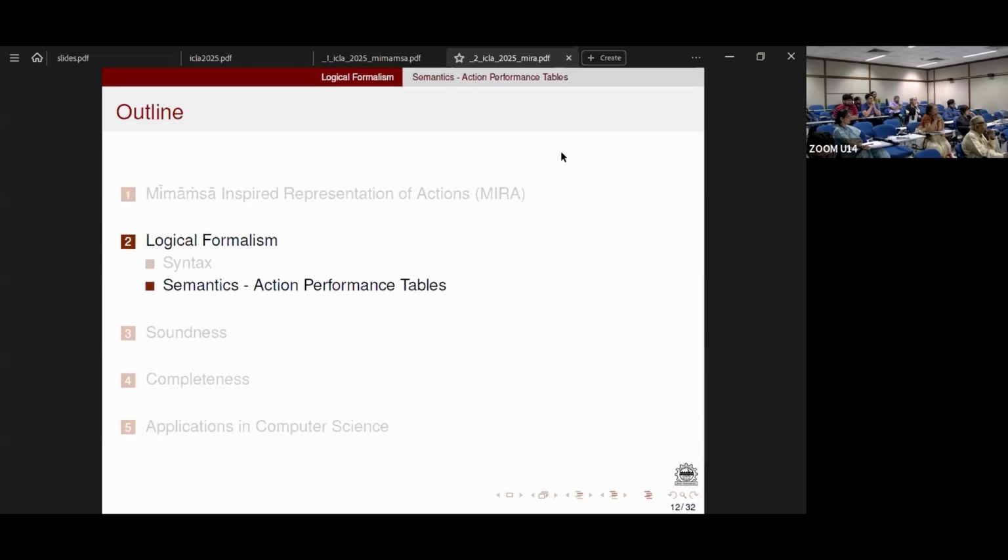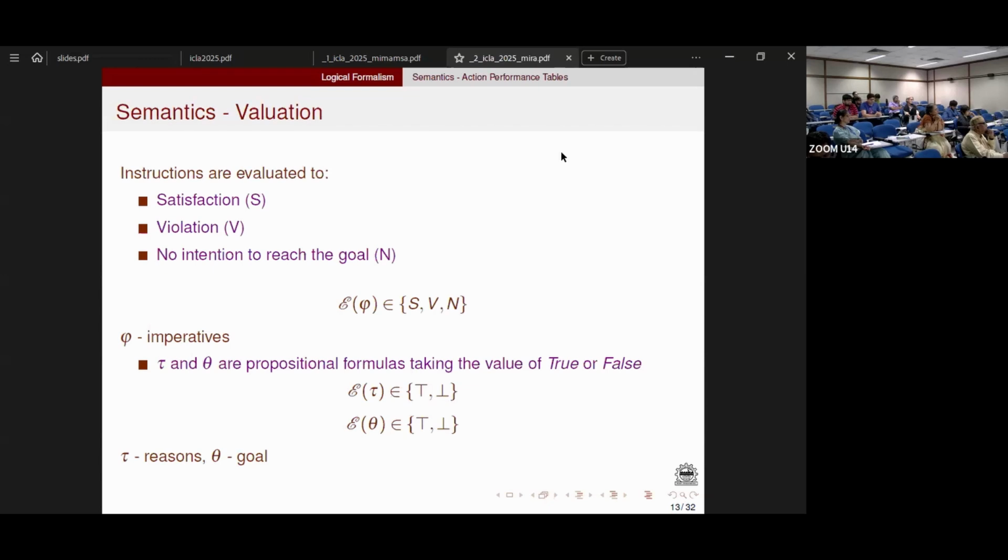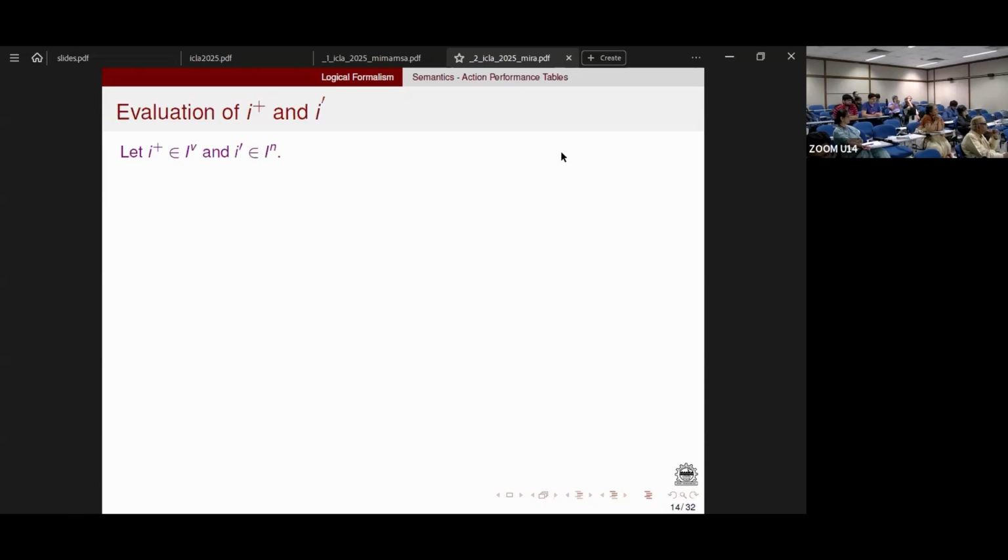Now coming to the semantics, we have formulated it in terms of an action performance table, very similar to that of propositional logic where they have true or false. Here, combining with propositions of true or false, we have evaluated to three values: satisfaction, violation, and no intention to reach the goal. Our formalism acts such that till the syntax level, it is only at the instruction stage. Only when the agent or the person does an action will it be evaluated to S, V, or N. So the imperative is evaluated to S, V, and N, the proposition side is evaluated to true or false, and combining these, everything will be evaluated only to S, V, and N.